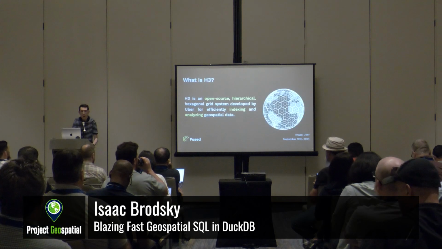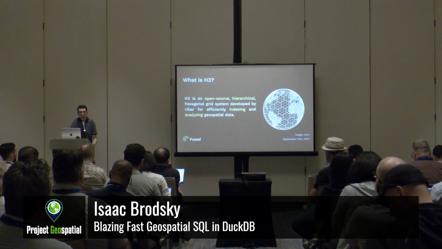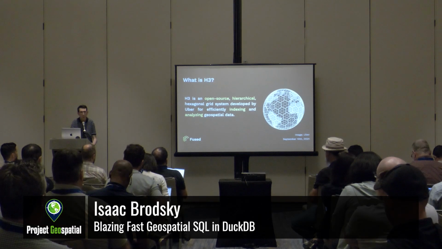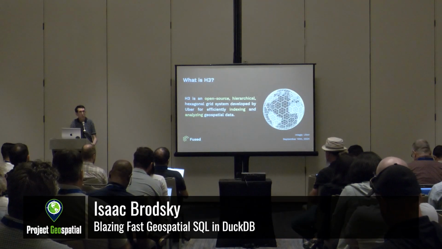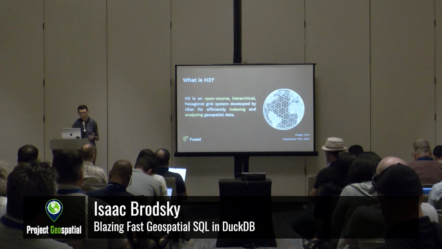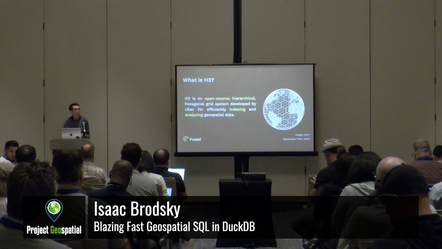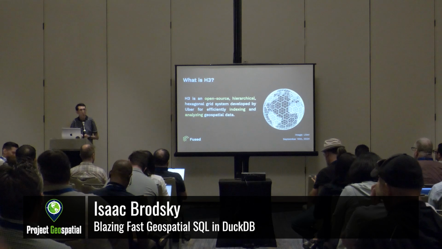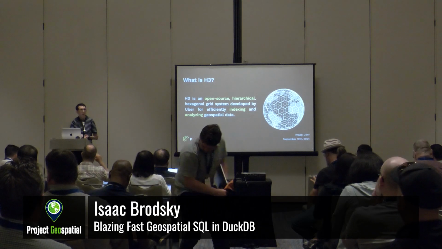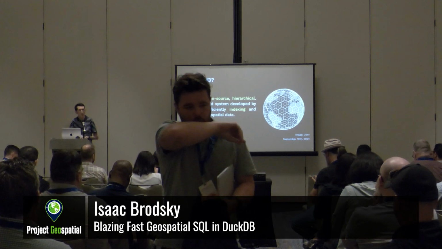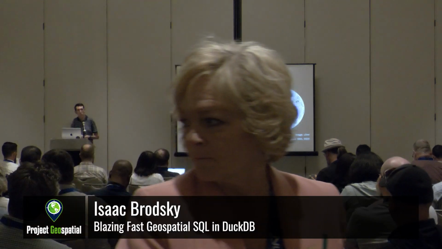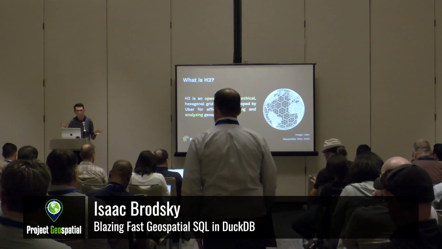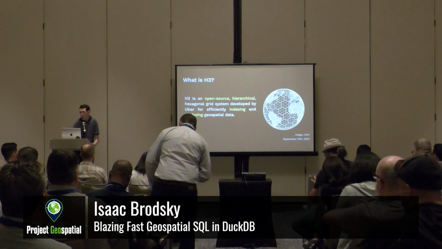So H3 is an open source hierarchical hexagonal grid system that was developed at Uber. And Uber developed this for analyzing marketplace supply and demand data. And it was released as open source around 2017, and it's been seeing uptake in a lot of different use cases since then in logistics and weather and agriculture and across many different fields.